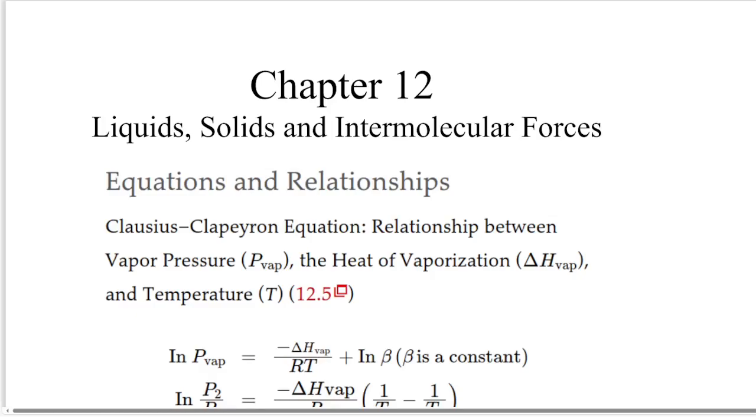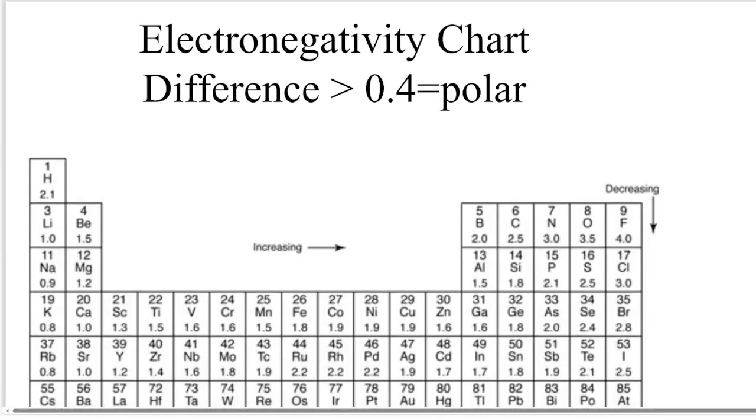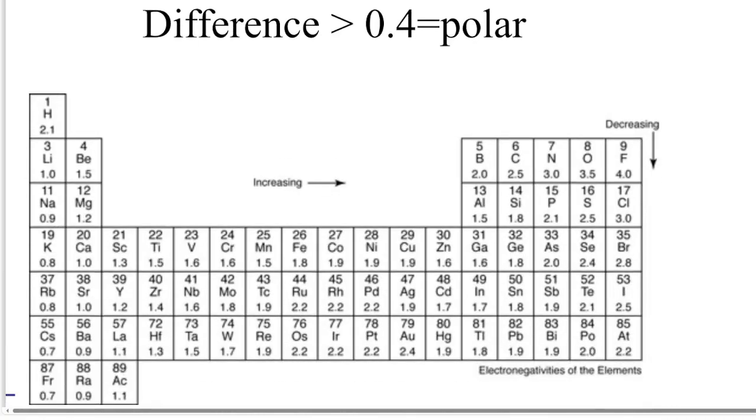Now we'll begin the problem set for Chapter 12. Chapter 12 involves liquids, solids, and intermolecular forces. So the only new equation for us will be the Clausius-Clapeyron equation. We'll also need an electronegativity chart to work some of our problems.